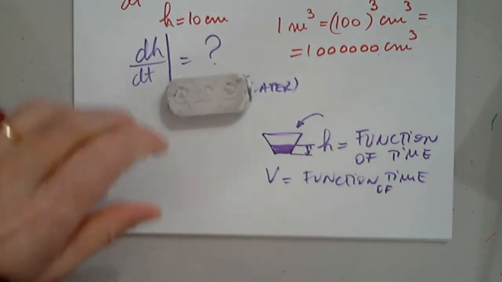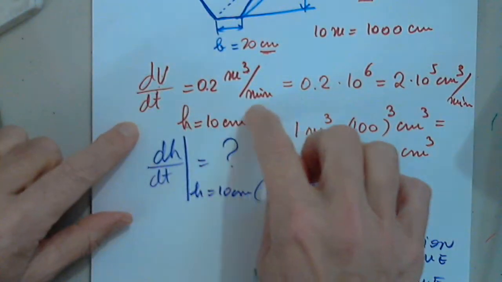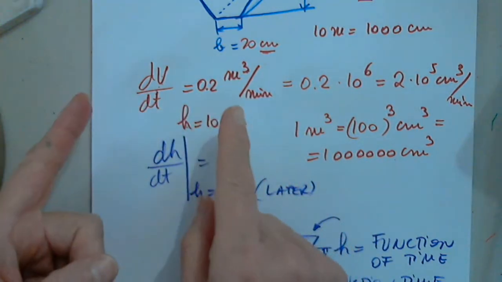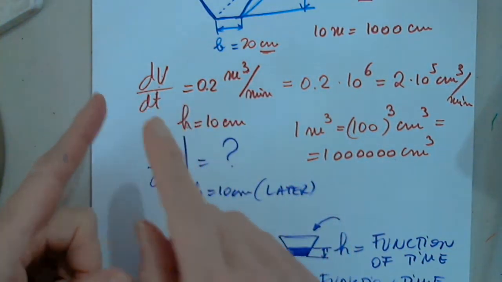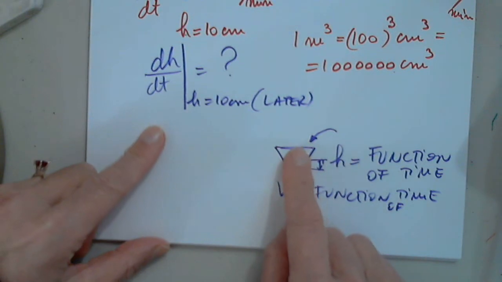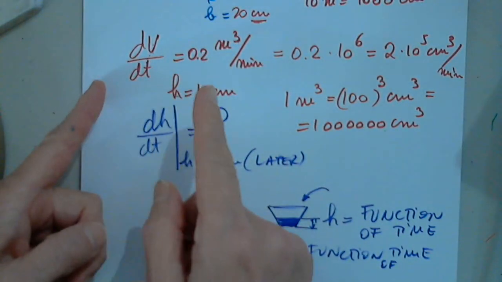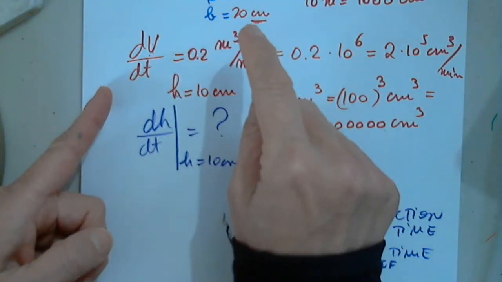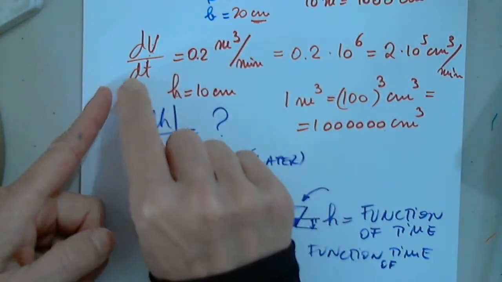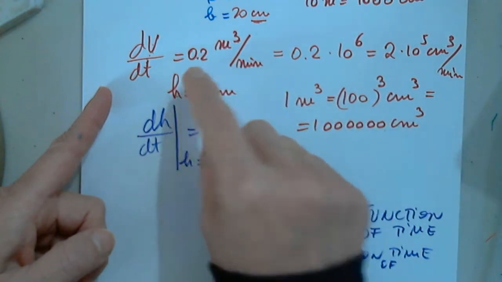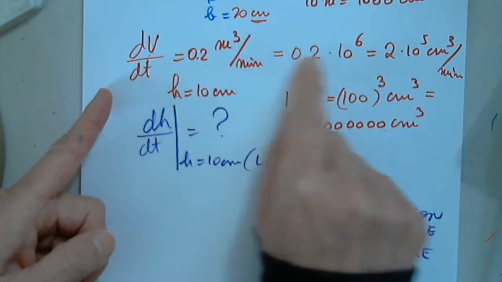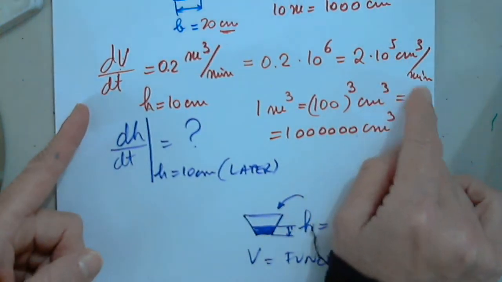So my starting point has to be with the volume. That's where I have to start. The volume of water. This is not the volume of the trough. It's the volume of water, because this is telling us that we are filling it with water, and the volume is changing at a constant rate, thank goodness, of 0.2 or 2 times 10 to the 5th cubic centimeters per minute.